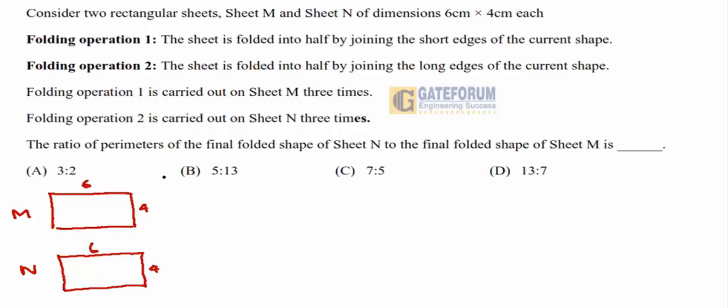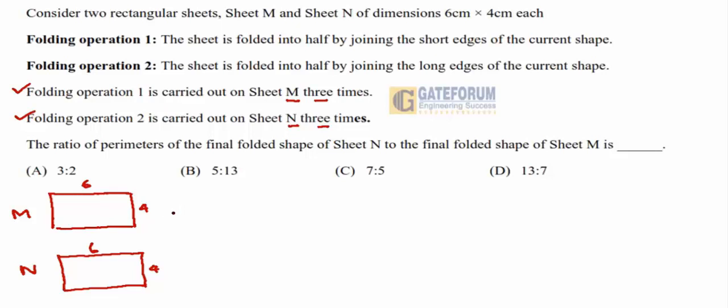each other. They have also said that folding operation 1 is carried out on sheet M 3 times and folding operation 2 is carried out on sheet N, that too 3 times. And after that they have asked you the ratio of the perimeters of the final folded shape of sheet N to the final folded shape of sheet M. So let us find that out.